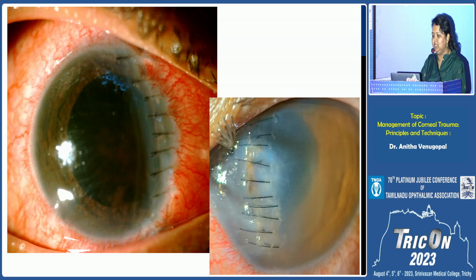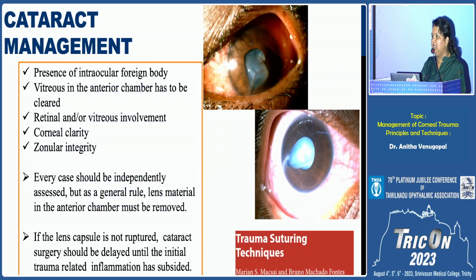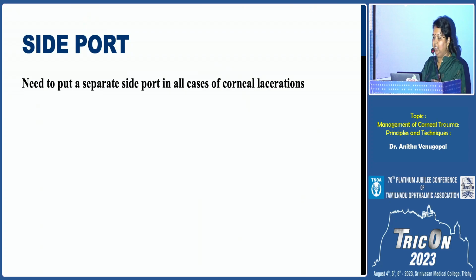Zigzag lacerations are the same. Now uveal tissue management: when the injury is more than 24 hours old and the surface of the iris tissue is unhealthy and the debris could not be removed, and if there is an infection, please abscise the uveal tissue. Reposit it back if the injury is less than 24 hours old, with a healthy surface and a clean wound. Always remove the epithelialization over the wound, and cataract management differs in every case.